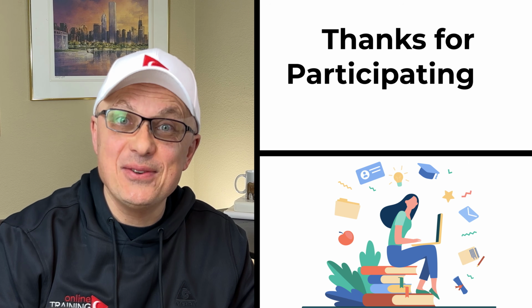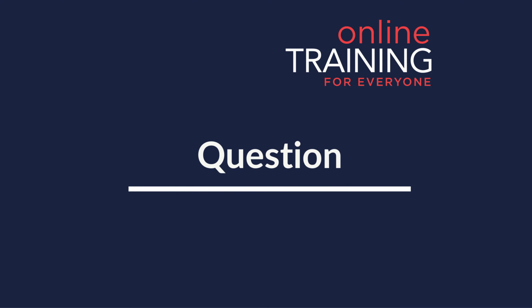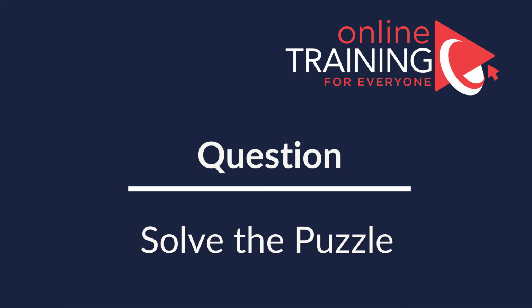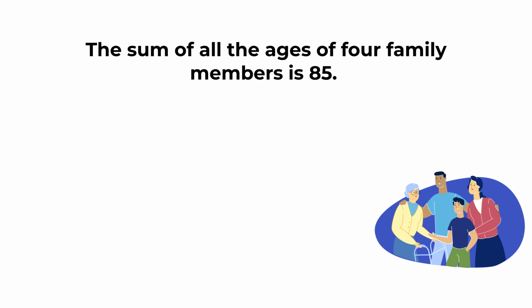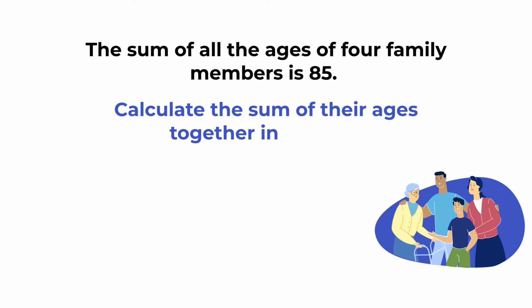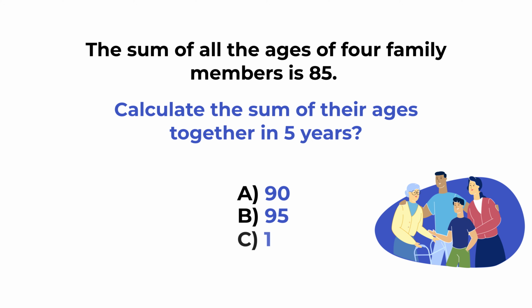And now let's continue and get you ready for the test. Here's the puzzling question that you might frequently see on the test. The sum of all the ages of 4 family members is 85. What would be the sum of their ages together in 5 years? And you're presented with 4 different choices. Choice A, 90. Choice B, 95. Choice C, 100. And choice D, 105. Do you see the answer?